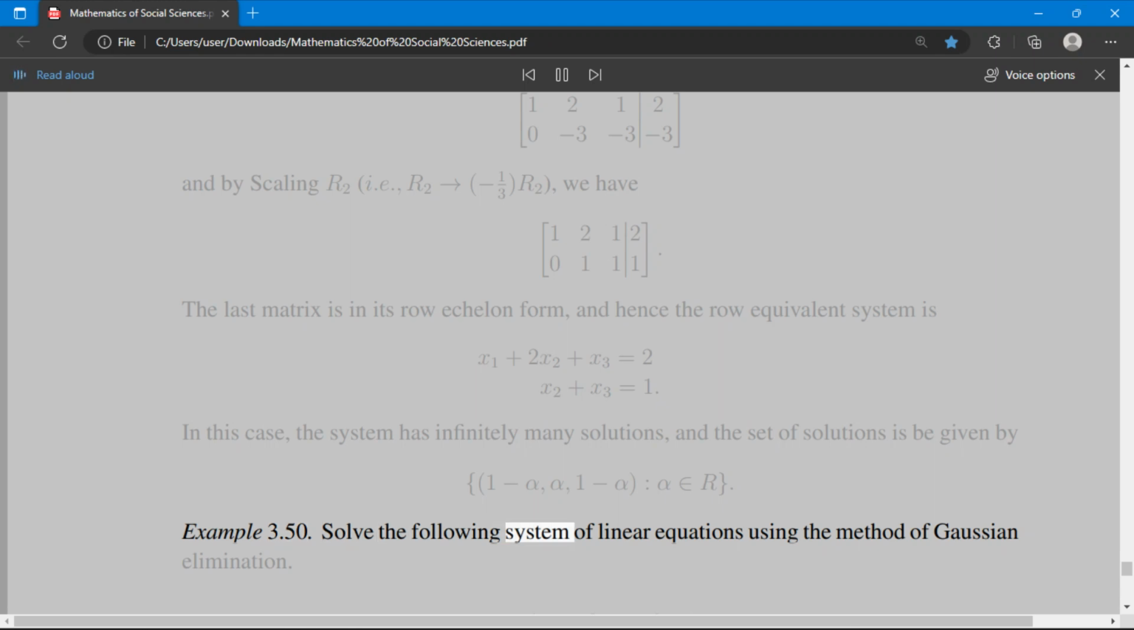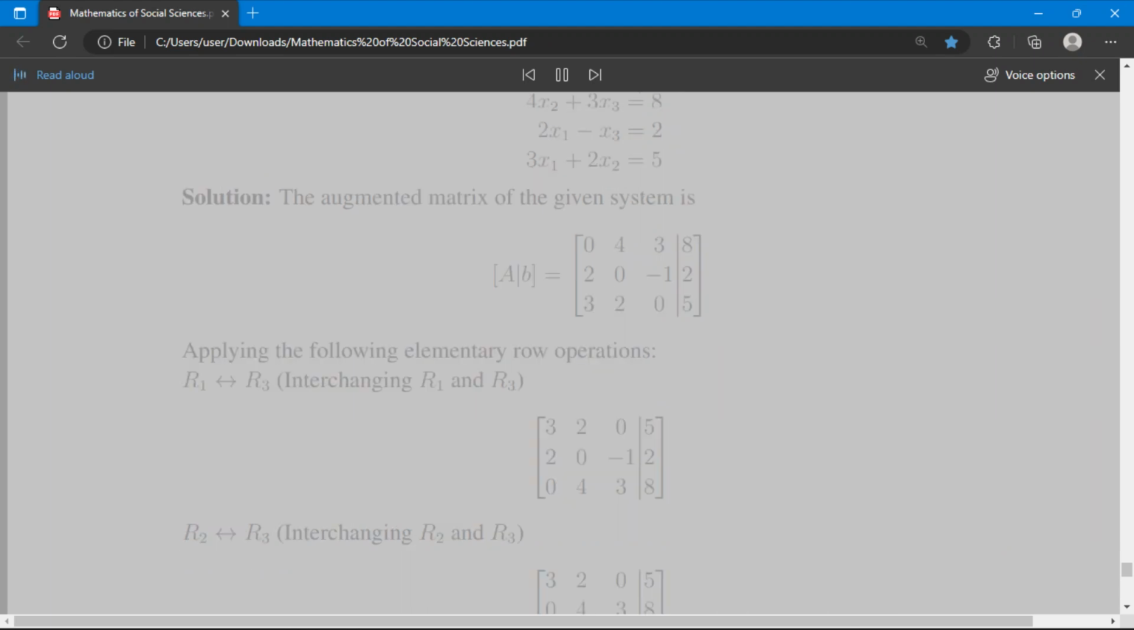Example 3.50. Solve the following system of linear equations using the method of Gaussian elimination. 4x2 + 3x3 equals 8. 2x1 + x3 equals 2. 3x1 + 2x2 equals 5. Solution. The augmented matrix of the given system is AB equals [0 4 3 | 8; 2 0 1 | 2; 3 2 0 | 5].